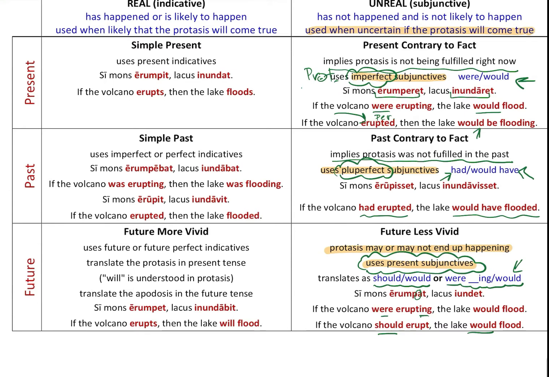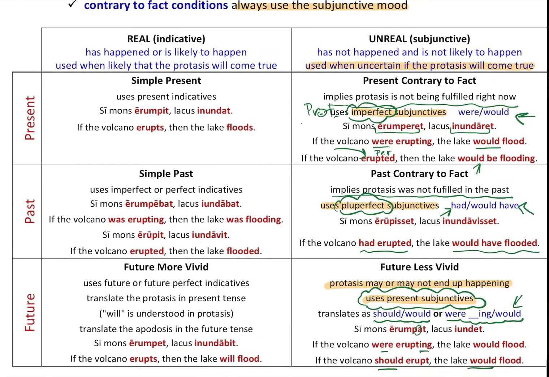Okay. So that is it. You can review this video. You can also look in your chart book, break it down. I'm going to give you the review again. Remember, real, what we call real is it's happened or is likely to happen, and it's used when likely that the protasis will come true. Unreal, we use the subjunctive. It has not happened, is not likely to happen. It's used when uncertain if the protasis will come true.